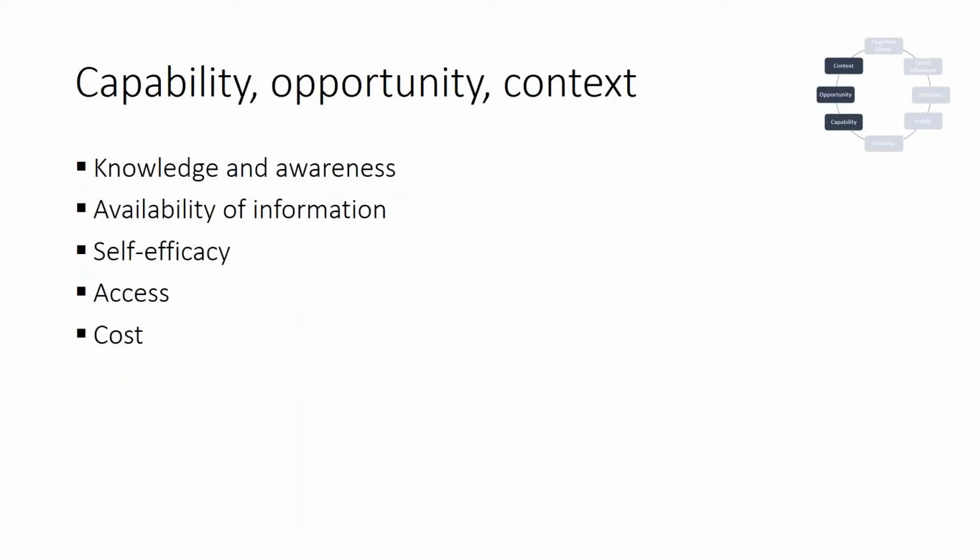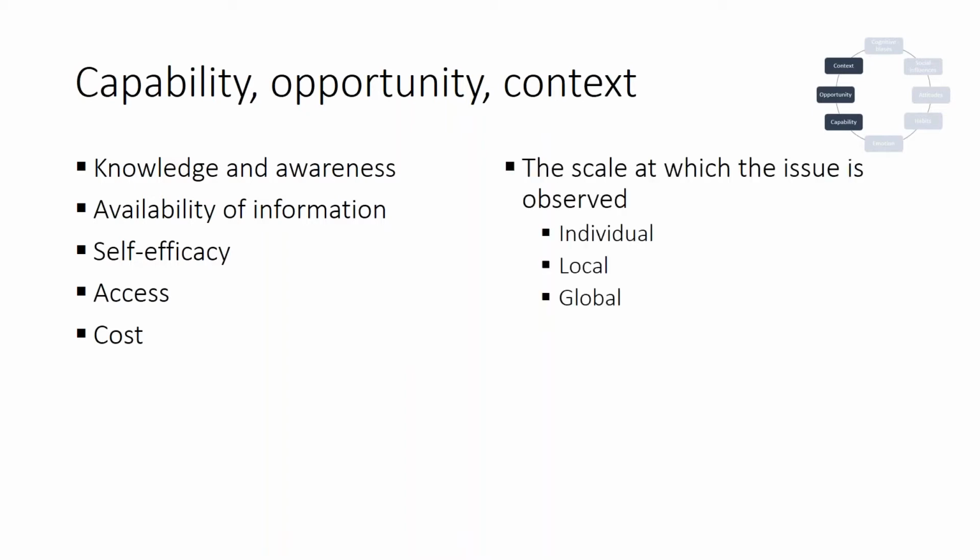Now, capability, opportunity and context, I'm going to lump together just for the sake of simplicity. These relate to things like knowledge and awareness, information. Do I believe I can do something? Do I have access to the resources to do that behaviour? And is there a cost involved, and can I meet that cost? But when we're looking at capability, opportunity and context, the scale at which the issue is observed is also important.